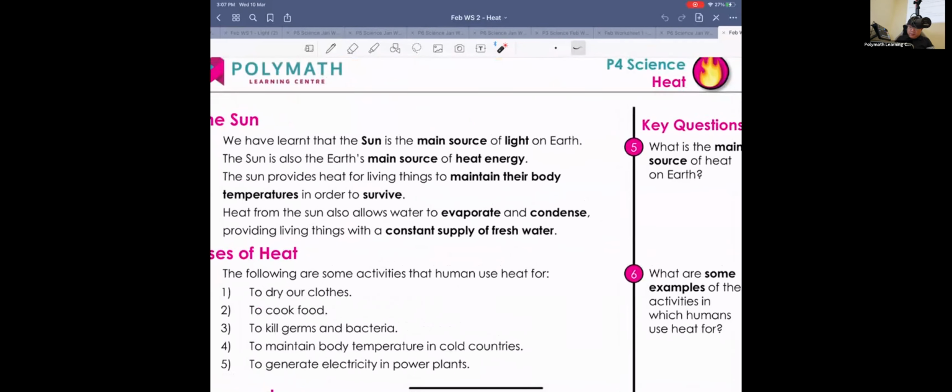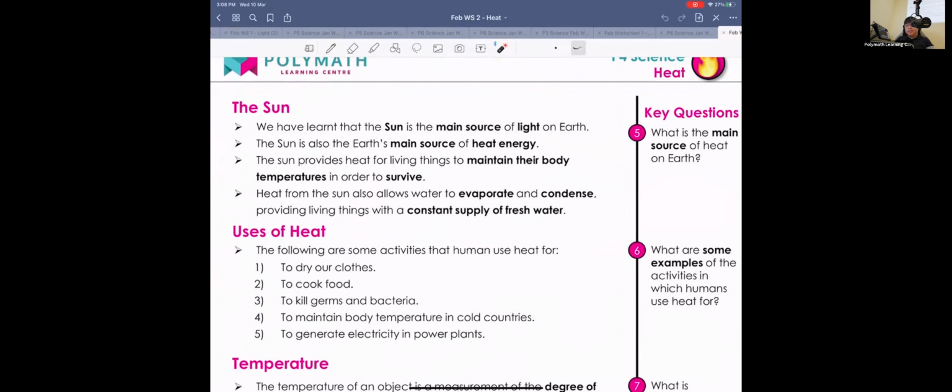Okay. So the sun, we have learned that the sun is actually our main source of light. The sun is also the Earth's main source of heat. The sun provides heat for living things to maintain their body temperatures in order to survive. Okay, we need to maintain our body temperature. We are warm-blooded animals. We are mammals, so we are warm-blooded. All mammals are warm-blooded. All birds are warm-blooded as well. Okay, so we need to maintain our body temperature. Does that mean that reptiles don't need to maintain their body temperature?